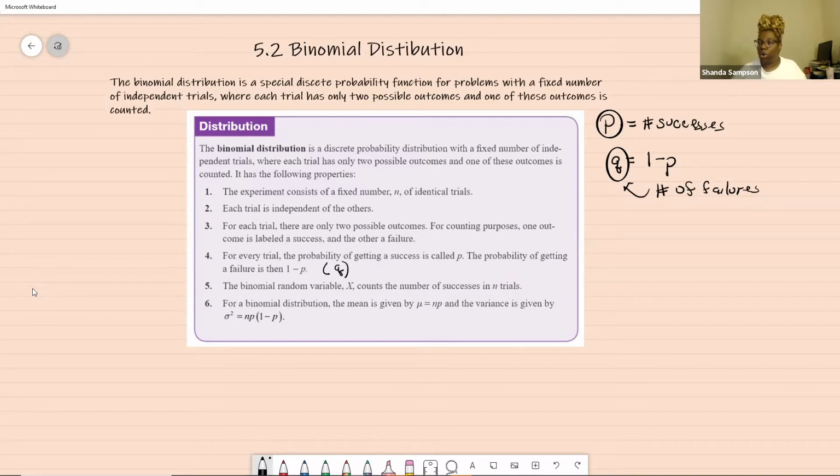Just know some of your questions in your classes may be, is this a binomial distribution? All you need to do is go through these 6 properties, and if it doesn't meet one of these properties, then it's not a binomial distribution.